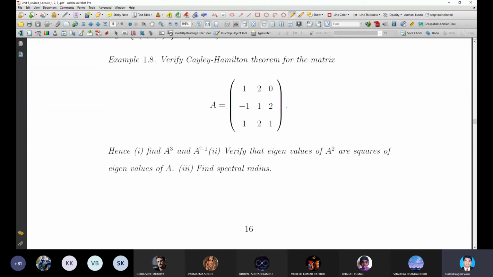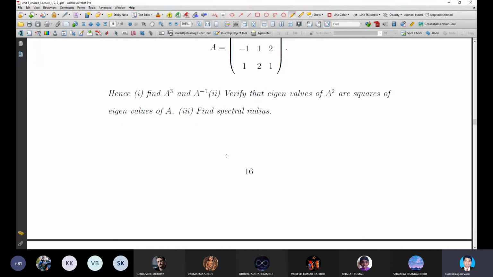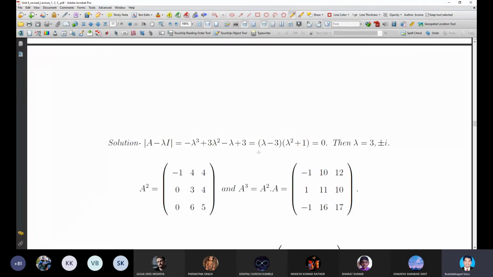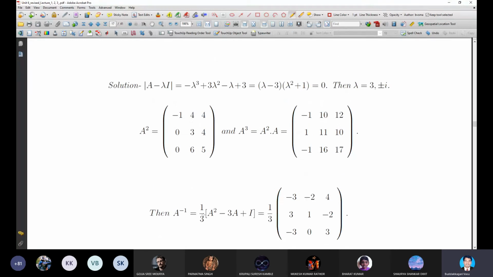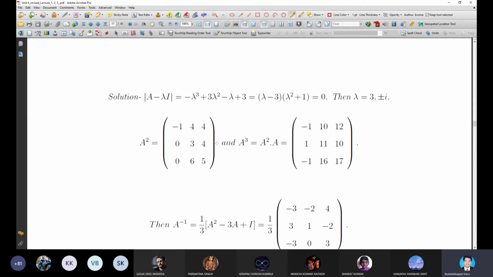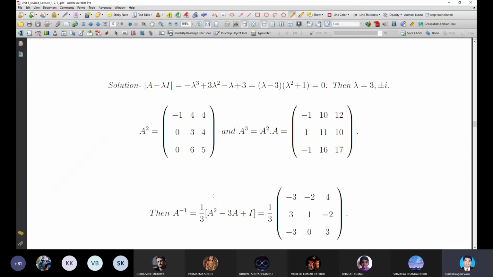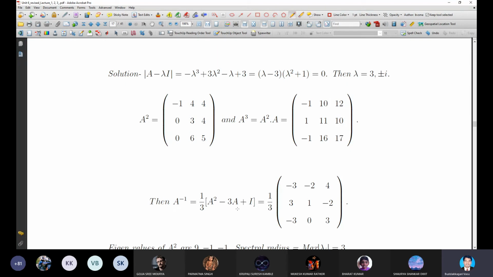The given matrix: find A cube. Verify the Cayley-Hamilton theorem first. Find the characteristic equation; the eigenvalues are not needed here, the characteristic equation is this one. So you check whether A satisfies this equation or not. You can clearly show that it satisfies that equation. Then find A cube. A square is A into A, and A cube is A square into A. Okay, and then A inverse is equal to like this.